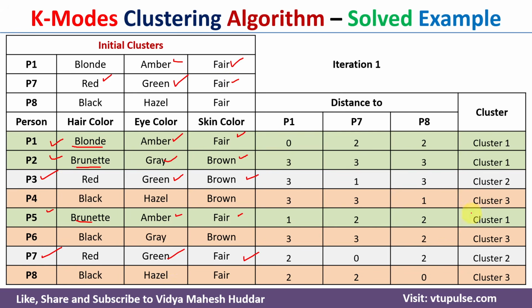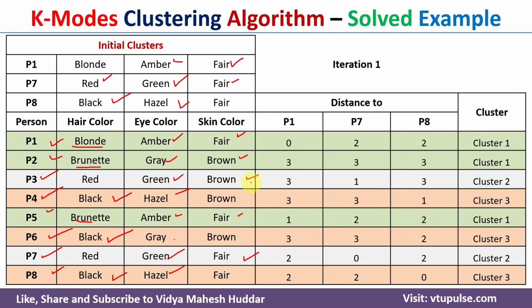So next one, for cluster 3, we have three persons. Those are P4, P6 and P8. And for hair color, it is black, black and black. So it will be black only. And for eye color, it is hazel, gray and hazel. So the hazel will be as it is.